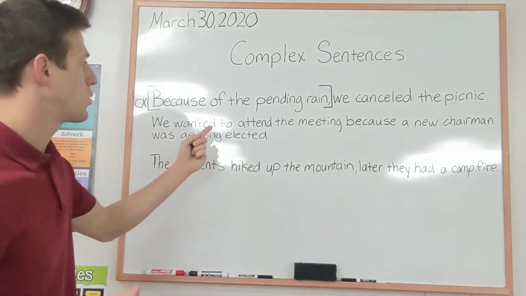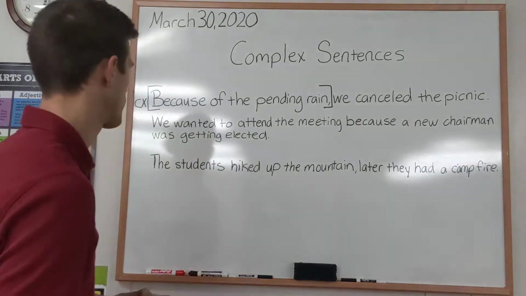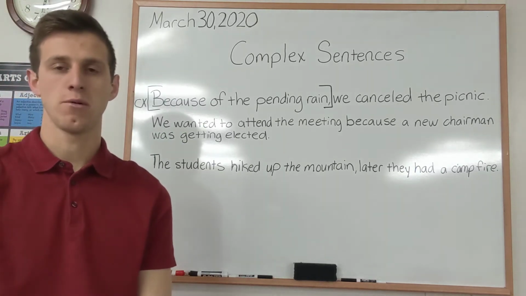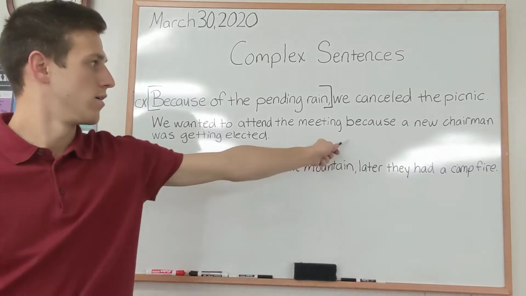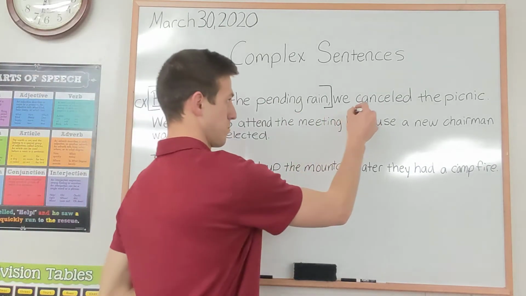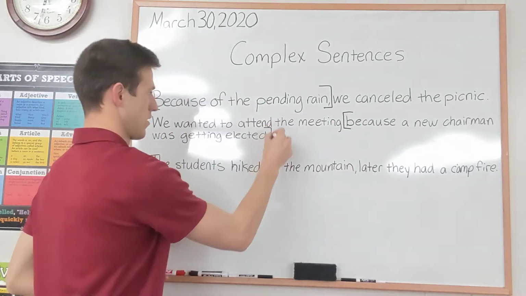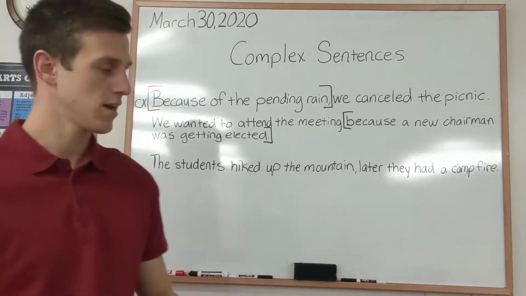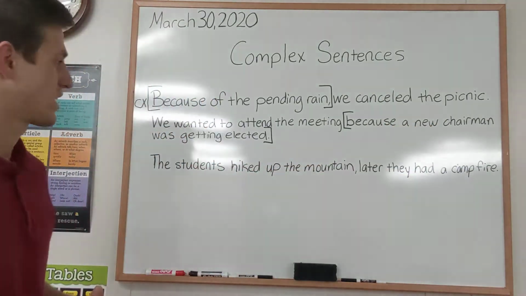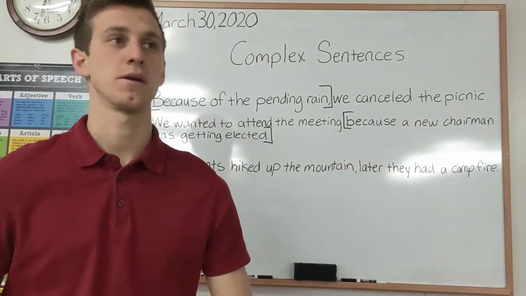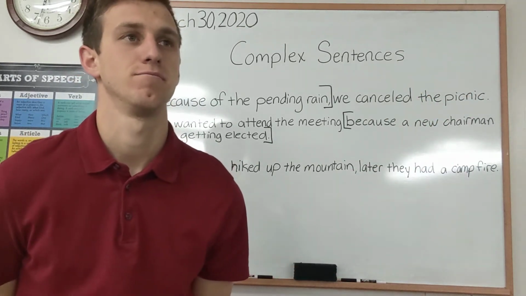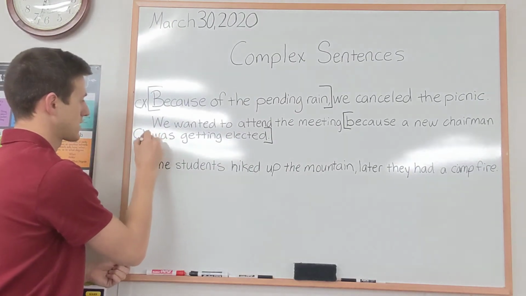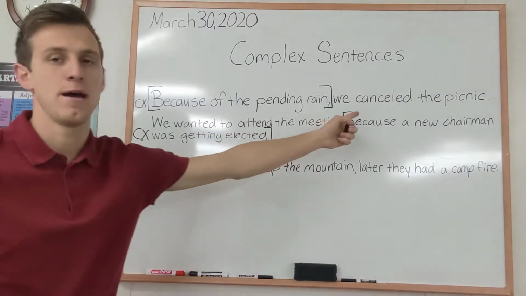What about this one? We wanted to attend the meeting because a new chairman was getting elected. What about that? Would there be any dependent clause that we would put brackets around? Same one, right? Because would be our subordinating conjunction. We could say we wanted to attend the meeting. That makes sense on its own. But because a new chairman was getting elected, that wouldn't make sense. Okay, all right, so that means this is going to be a complex sentence, all right? Because we have our independent and dependent clause.